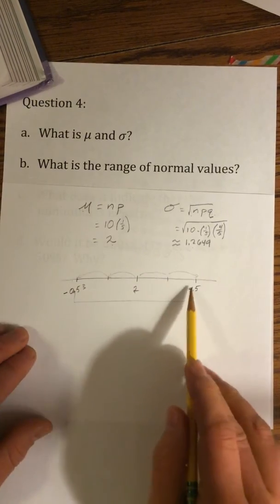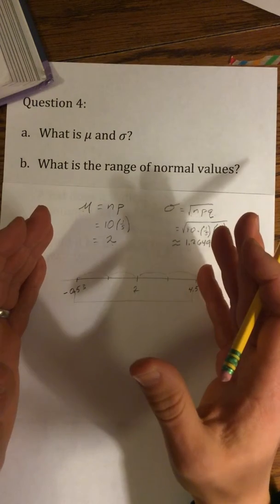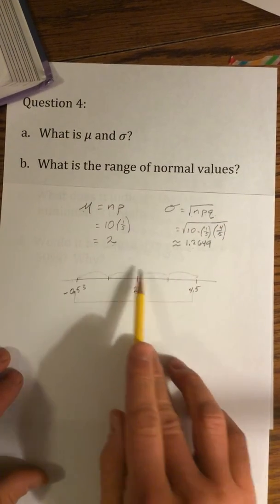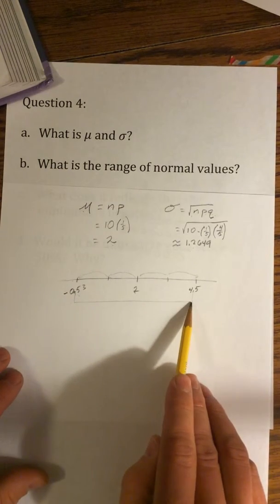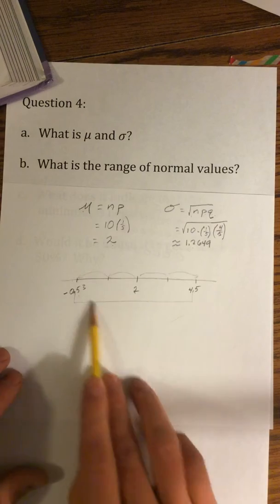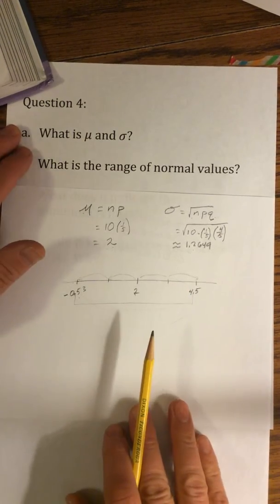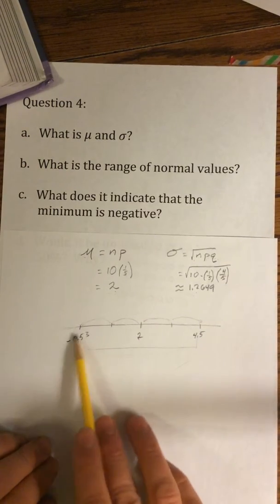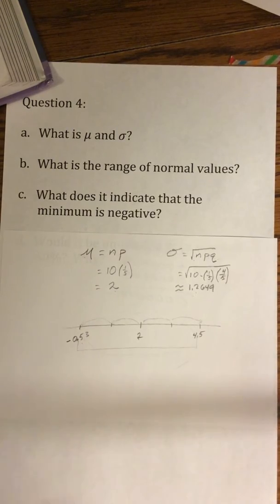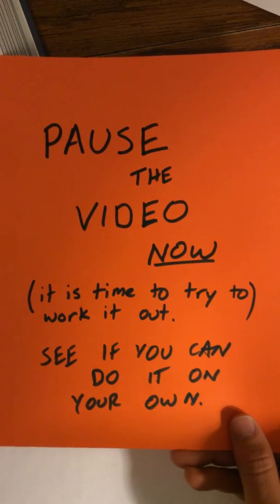So that means it's like I've put a hug around the likely values. If there's 10 questions on there, it is very likely that I'll get somewhere between negative 0.53 and 4.5 correct. It's almost expected that I'm going to fall somewhere in that range. So what does it mean that I have a negative here? Think to yourself, what does it mean if we have a negative as one of the boundaries on my expected values?